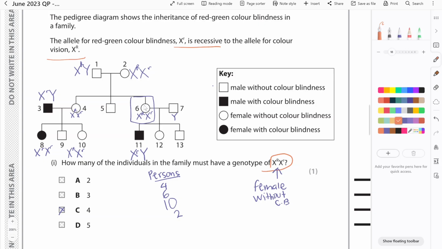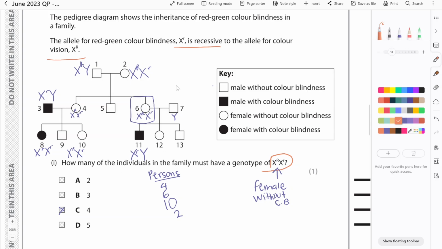So I'm just going to read out the marking scheme. You can talk about how with individuals 3 and 4, it produces a kid with color blindness. That means that individual 8 inherited the recessive allele from both parents. You can even talk about how 1 and 2 produces 4 and 6, which are carriers for the recessive allele.